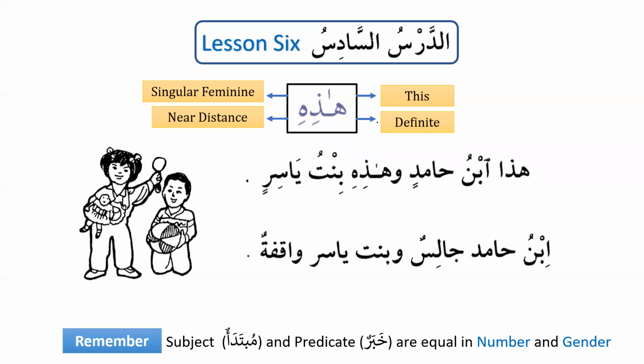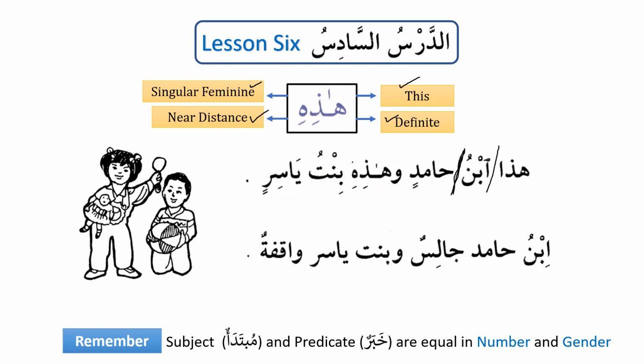We know that هذه means this, and it is used for singular feminine. It is a definite noun, and it is used for near distance, something that is nearby. So we know four things about it now. Let's begin our lesson. هذا ابن حامد وهذه بنت ياسر. Now here we say Ibn Hamidin, of course, we should put the tanween over here. So we say Ibn Hamidin, the son of Hamid. But when we talk about the daughter, then what do we say?